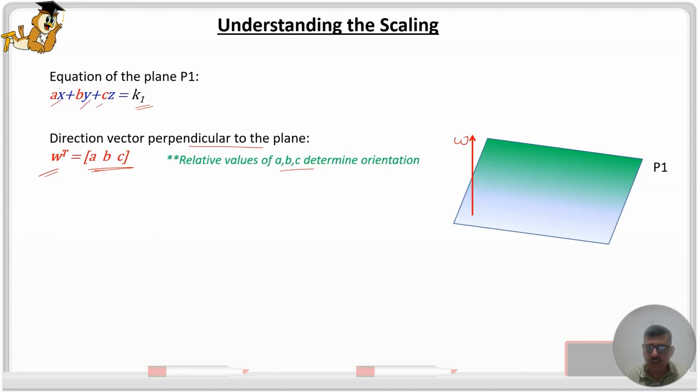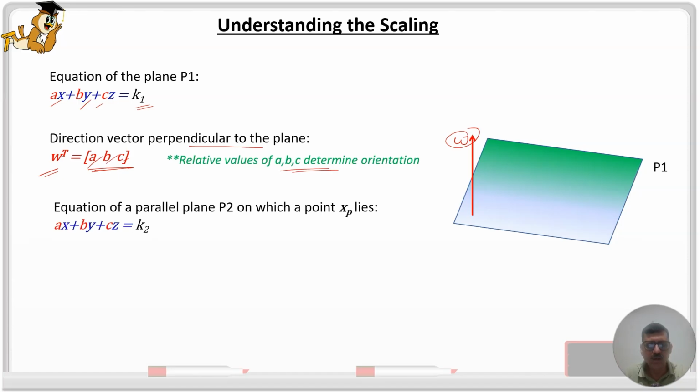The relative values of a, b, c of course determine the orientation of w, and therefore the orientation of the plane P1. So as you change the relative values of a, b and c, this plane sort of tilts in various directions. Let us consider another parallel plane P2 on which a point xp lies. So xp is a point which is not on plane P1. It lies on plane P2, which is parallel to plane P1. So I have drawn, this is the point xp right here. This is plane P2 parallel to plane P1. So therefore the direction vector w is also perpendicular to P2.